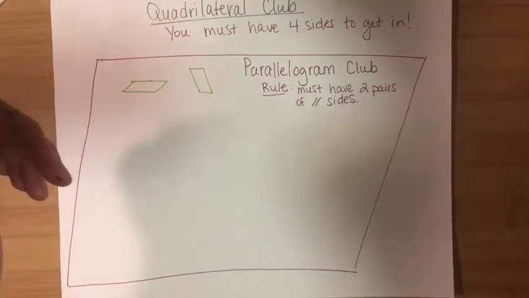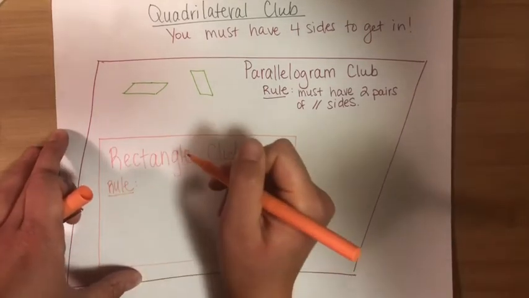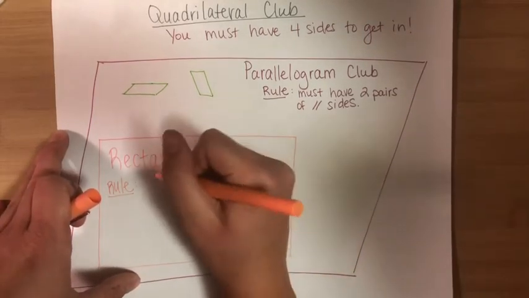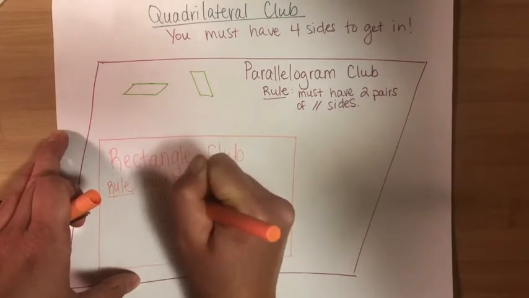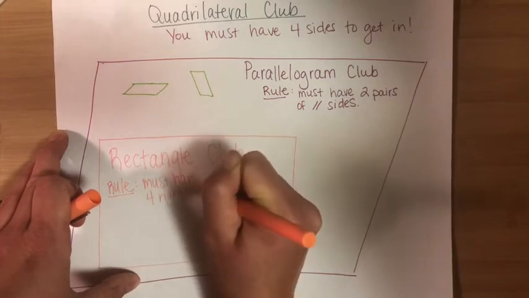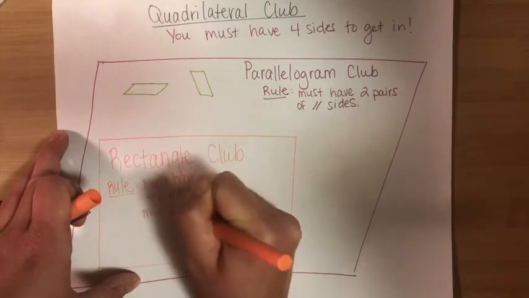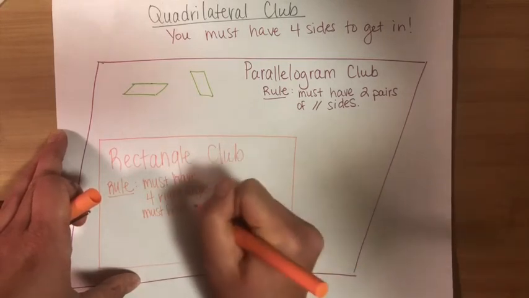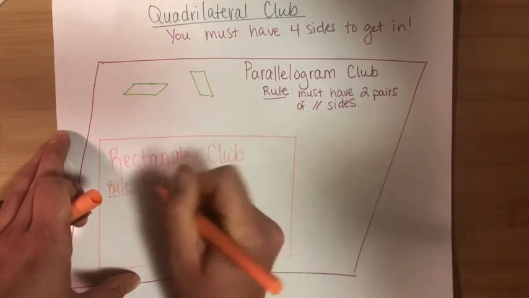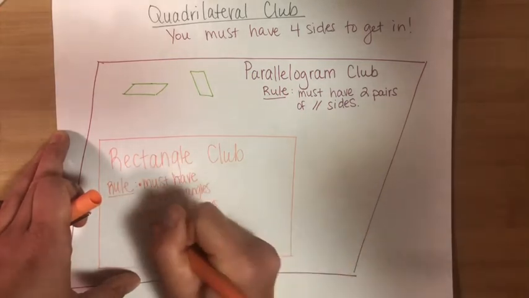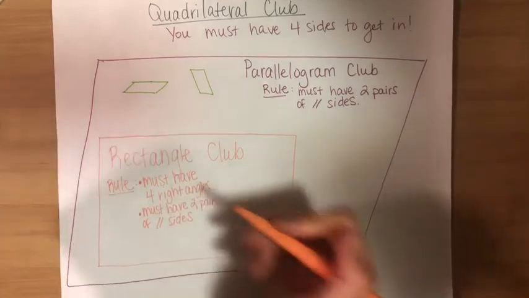And then next, we have the rectangle club. So for the rectangle club, the rule to get in the rectangle club, you must have 4 right angles and must have 2 pairs of parallel sides.